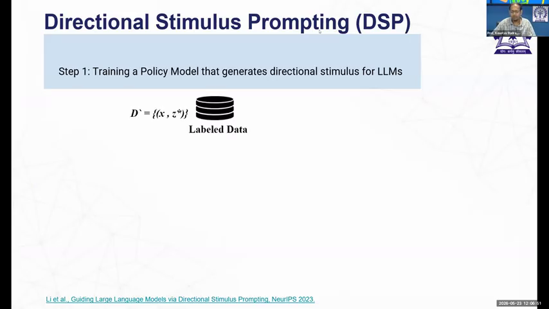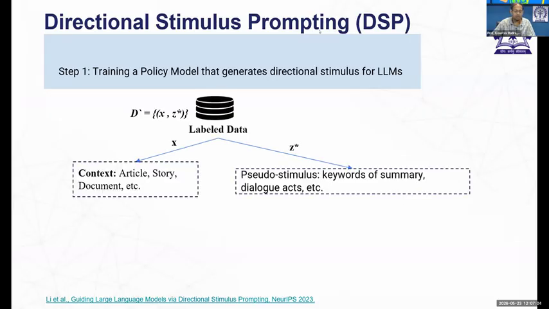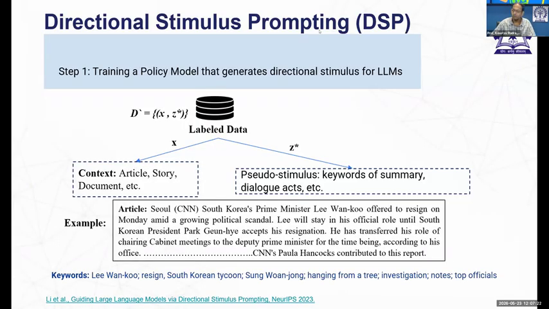To generate this directional stimulus, I have to train a policy model, and to train the policy model, I need some data. So what is this training data? This training data is x comma z star. Now what is this x comma z star? So x could be the context. It could be an article, a story, a document, etc. What is z star? Z star is the directional stimulus. Now, what is the stimulus? The stimulus could be the keywords of the summary, dialogue acts, etc. So first, this is one training data.